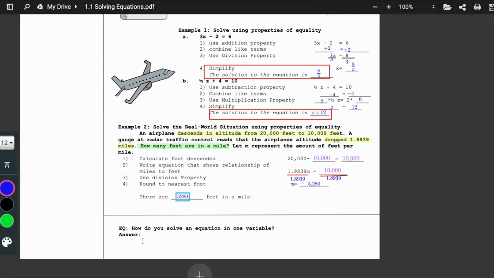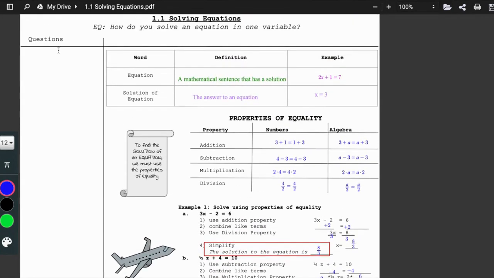So again, the essential question, how do you solve an equation with one variable? If you have any questions today after the notes, please write them in the left-hand column, and we'll go over them in class tomorrow.